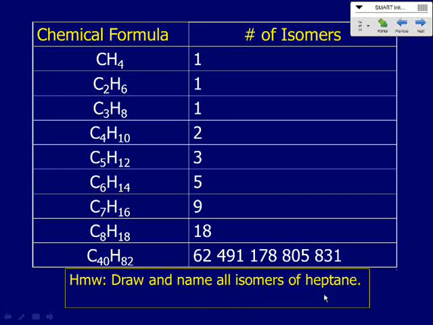And the homework I was going to ask you to do is draw the 9 isomers of heptane. All right? So write that down as homework under your structural isomers. Draw the 9 isomers of heptane. The 9 different structures that you can have with 7 carbons.